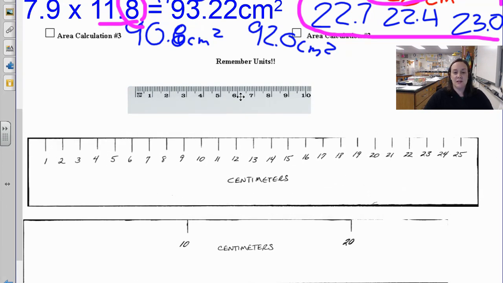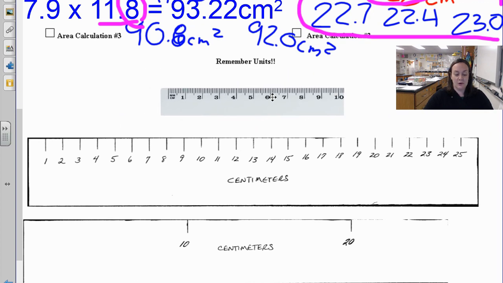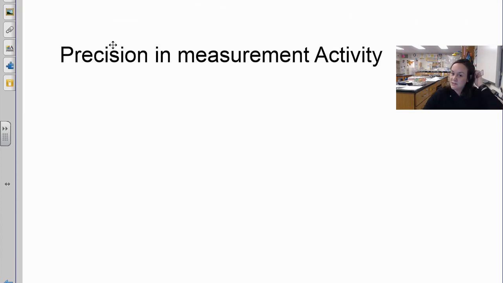But we all said that this is the most accurate ruler, an actual ruler, and this is the ruler that you would want if somebody was building you a house. Okay, perfect. Then the last thing we did was we just went over precision and measurement. Oh, I'm sorry, we just did precision measurement.